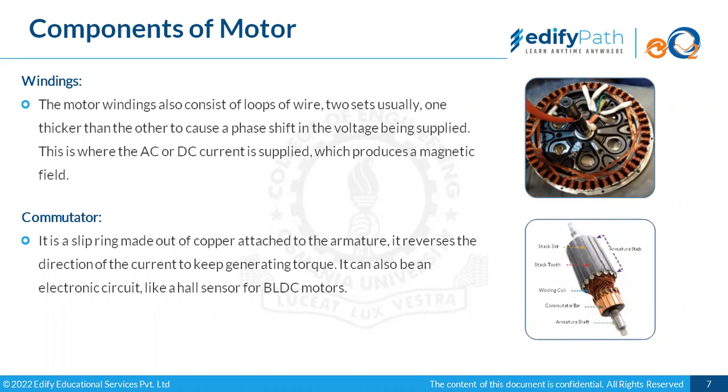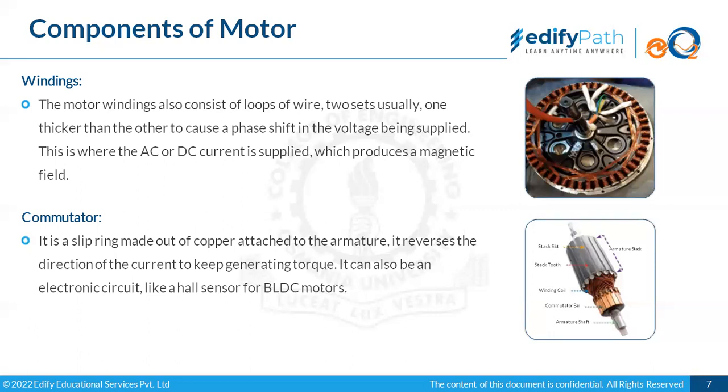And the commutator is a slip ring made out of copper attached to the armature. It reverses the direction of the current to keep generating torque. It can also be an electronic circuit like a Hall sensor in a BLDC motor. So if it is a brushed DC motor, normally a commutator is there, but in modern BLDC motors we don't find a commutator. In place of it, we use Hall effect sensors.